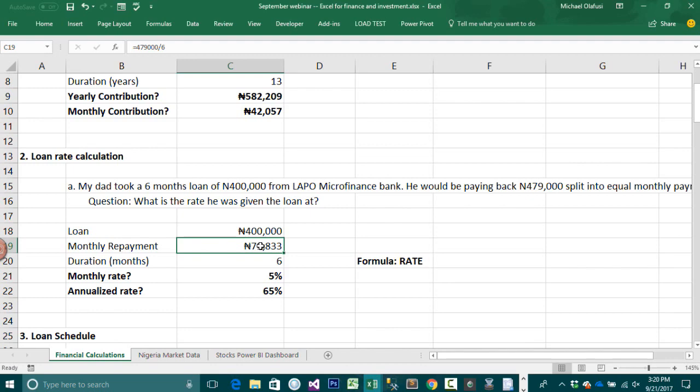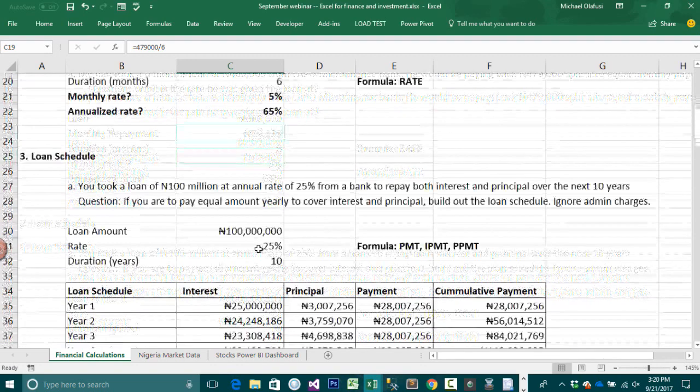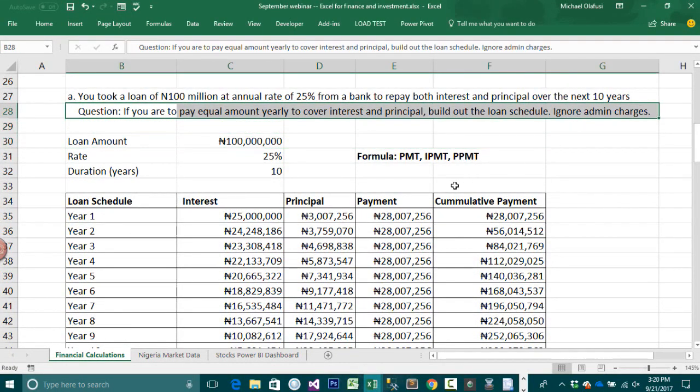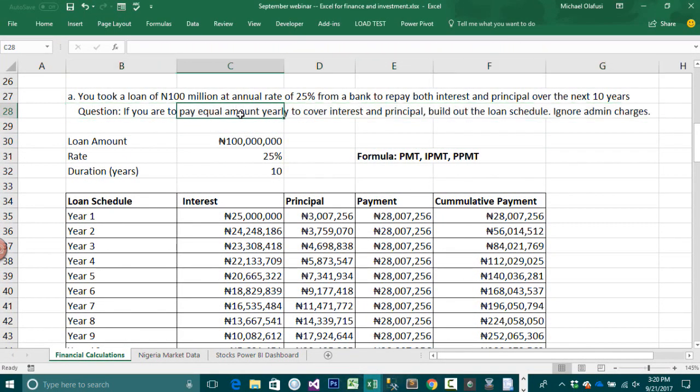So that is the situation he's working with, because he's paying back an equal amount every period to cover both interest and principal. So how do you build out the loan schedule? The question is, build out a loan schedule for that. And in this case, let's ignore admin charges, because usually banks will charge you some things like admin charges, things that you pay for outside of even the very loan you are taking. So let's just ignore that one, and then let's build up the loan schedule, right?